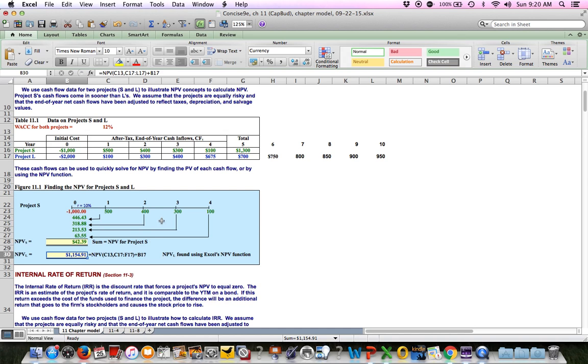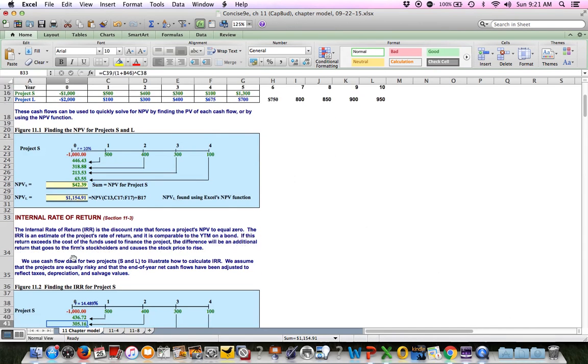Project S are just showing us graphically how this works, the mechanics behind it. For L, they just gave us the formula. Okay, so that's my suggestion when you do this work in Aplia. Let's do the same thing for IRR.